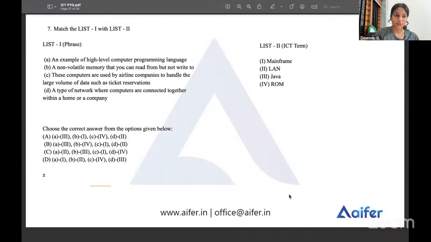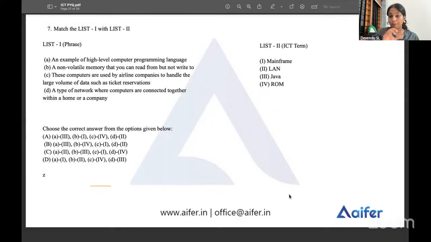It is a matching question. First, some phrases are given. An example of a high-level computer programming language. A non-volatile memory that you can read from but not write to. These computers are used by airline companies to handle a large volume of data such as ticket reservations. Option D, a type of network where computers are connected together within a home or a company. List 2 here is given as mainframe, LAN, Java, and ROM.